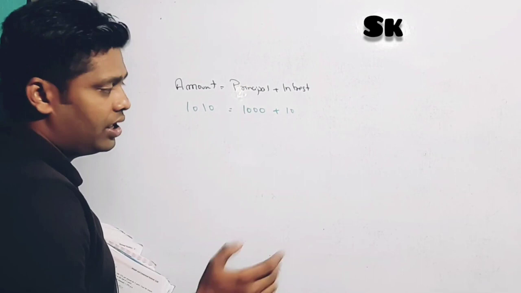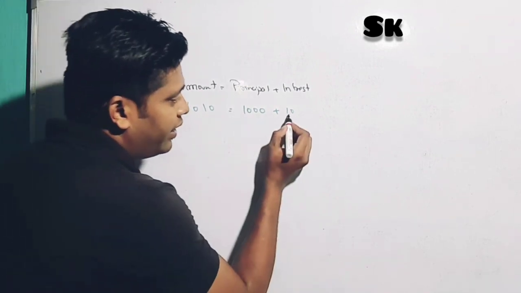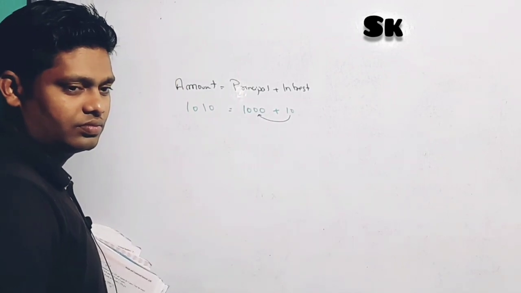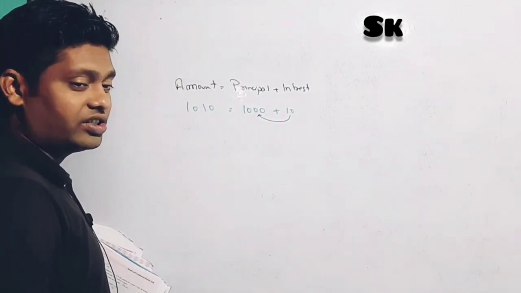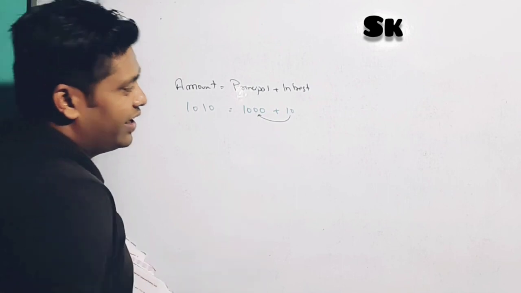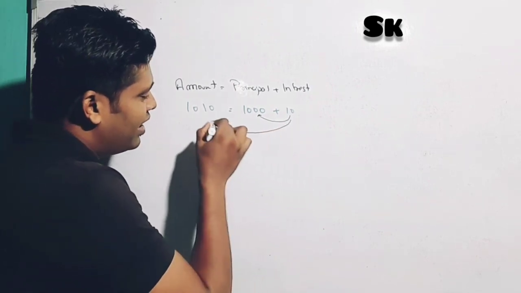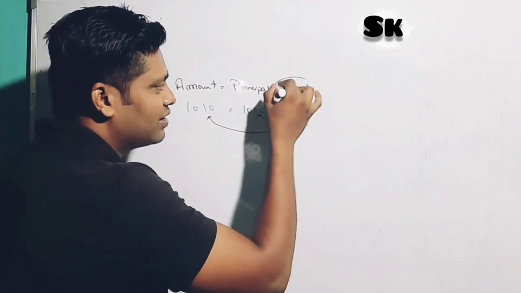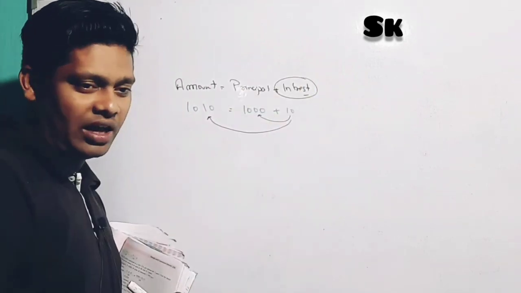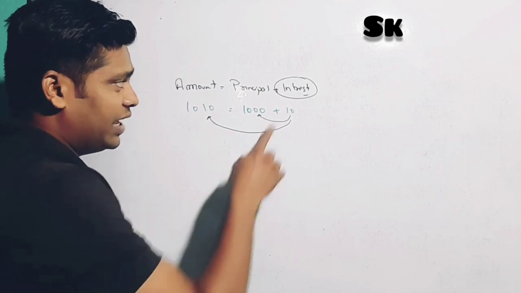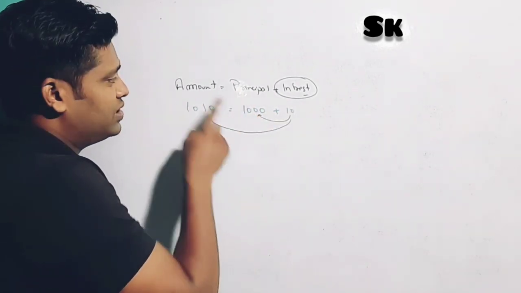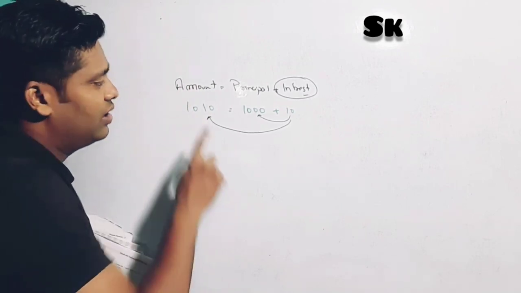So now you understand that every time the amount will be greater than principal and greater than interest. Obviously it will be greater, and interest cannot be greater than principal. Interest cannot be greater than amount. This is understood. Means the smallest value is always interest out of the three answers. After that, principal cannot be greater than amount. Understood? Means always the biggest value will be amount only.